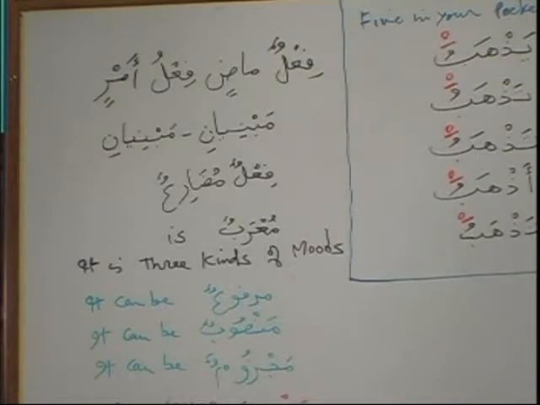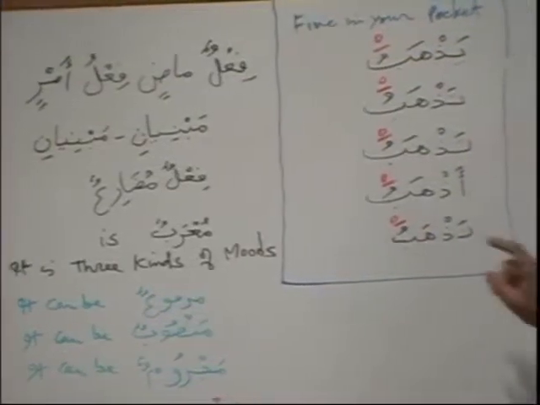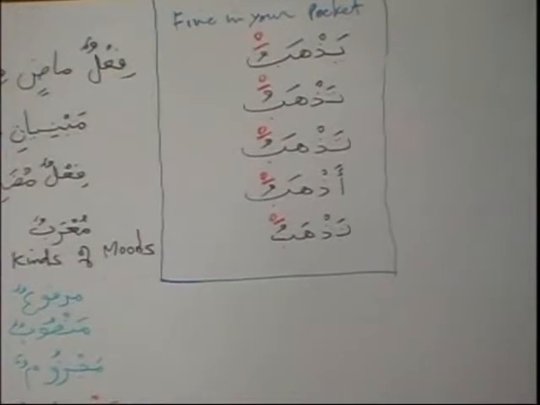Fielul mudariun is morabun. Morabun means it declines. Remember this. It has three kinds of mood. What are they? It can be marfu, it can be mansub, it can be majzum, but never majrur.